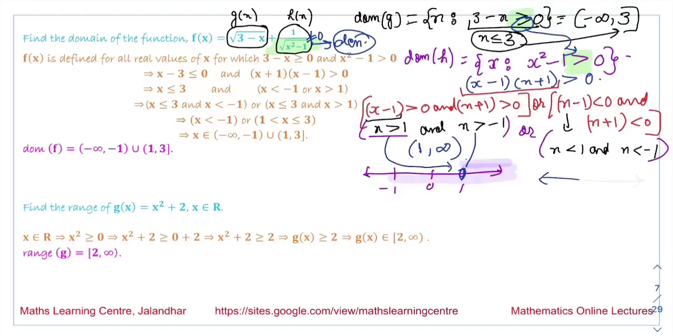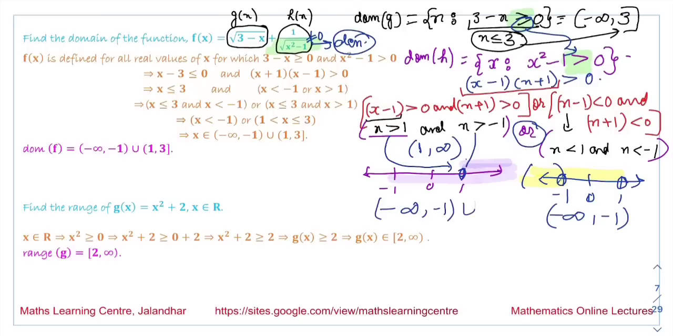Now in the second case, if we draw the number line over here, it is 0, 1 and minus 1. We are talking about the values x less than 1 and x less than minus 1. So minus 1 is not included over here, 1 is not included over here. So the common values we have are minus infinity to minus 1. So the answer we are writing is minus infinity to minus 1 union 1 to infinity. We are talking about these two intervals over here, and this is the domain of the function h we have.